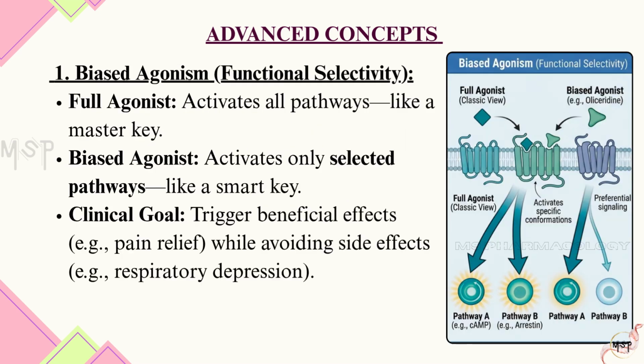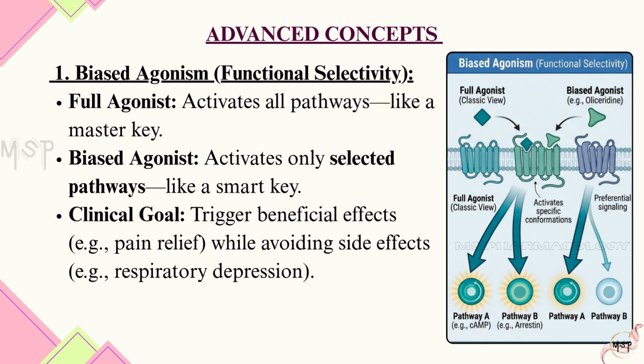First, let's look at biased agonism, or functional selectivity. A full agonist hits a receptor and activates every pathway available, like a master key opening every door in a hallway, with both pathway A and pathway B fully lit up. A biased agonist, by contrast, is a smart key. It binds to the receptor, but shifts its shape so precisely that it only unlocks pathway A.